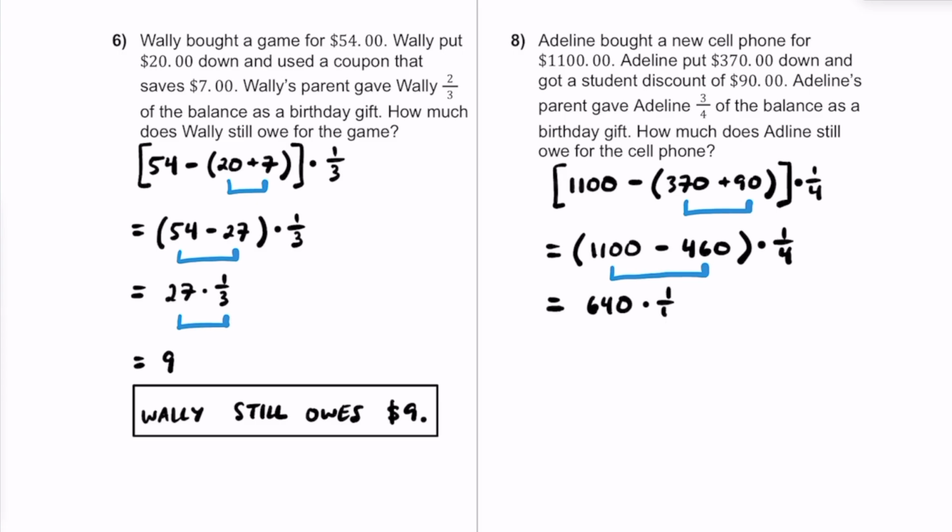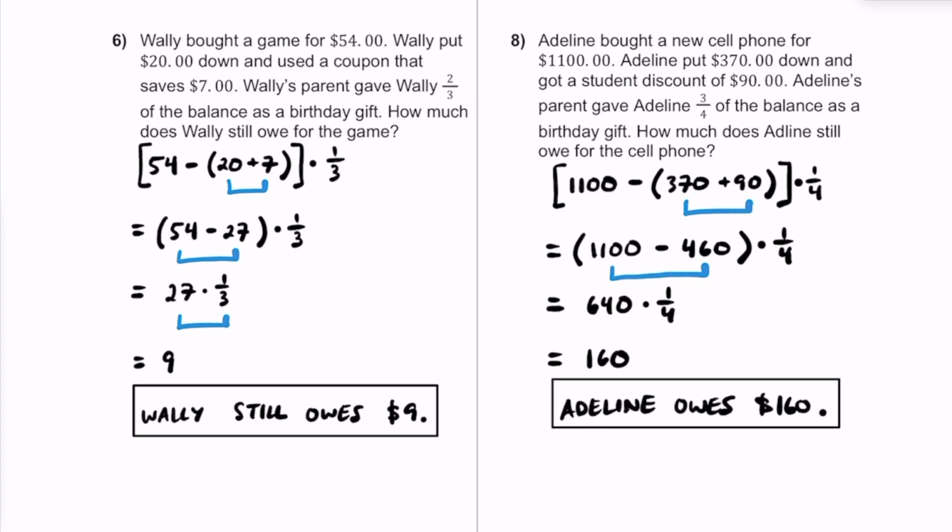And if we multiply this by 1/4, that's going to be what Adeline still has to pay. Now, if you take 1/4 of 640, basically that's 640 divided by 4, that's going to be 160. Adeline still owes $160 on this phone.